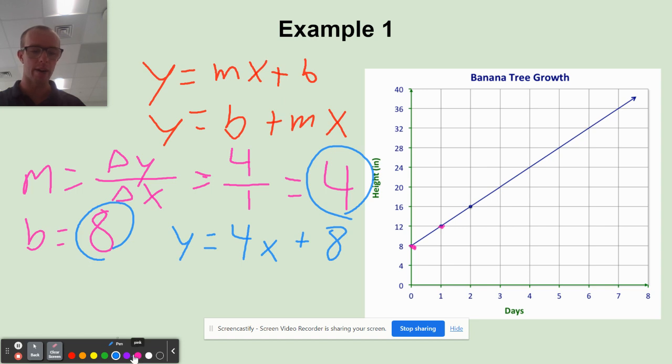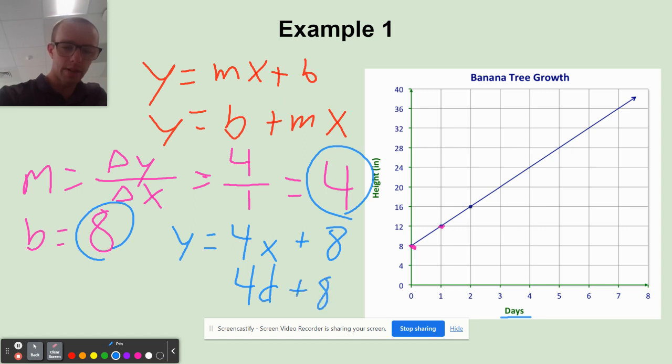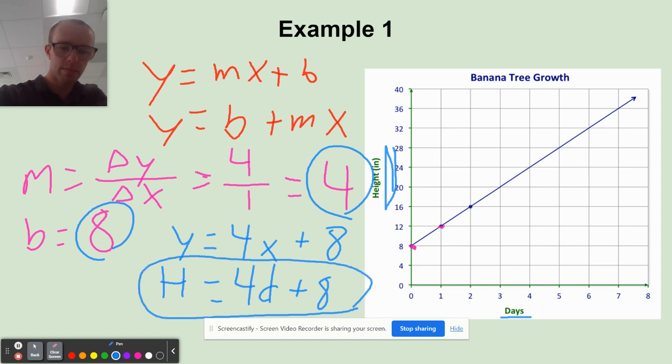But I could do even better. What do I have on the x-axis? I have days. So instead of using an x, I could put a d here, and I could do 4d plus 8. And this is the height on the y-axis. So instead of using y, I could be more specific and use an h. I get h equals 4d plus 8. This equation, let's think about this. We start at 8, and every day we go up by 4. That is equal to the height, all right?